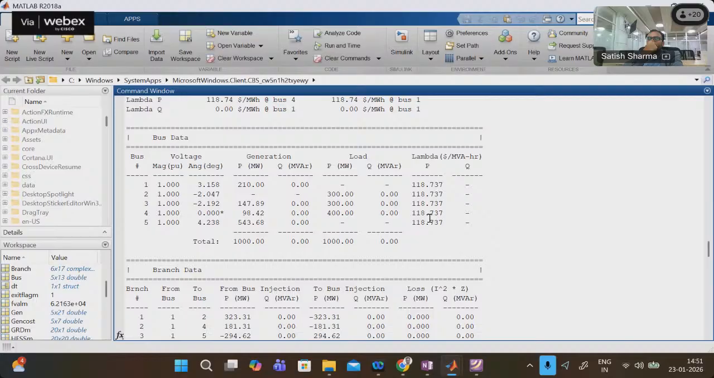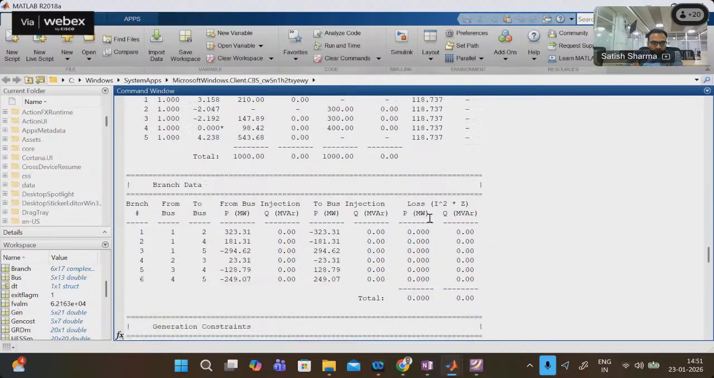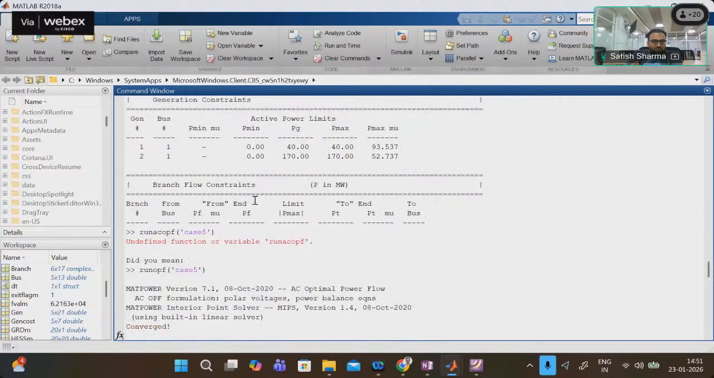Sir, you said if congestion is there, then LMP will be different, and if congestion is not there, then LMP will be the same. Maybe that is the scenario. No, here there is no congestion, right? You can see the branch flow constraints, there is no information here, which means none of the branches is limited. They are all within the limit. Okay. So there is basically no congestion in the system. So what can be the reason for that? Like coming out with different LMPs.